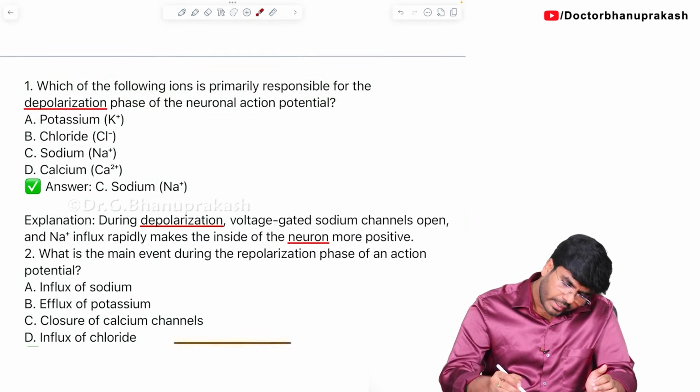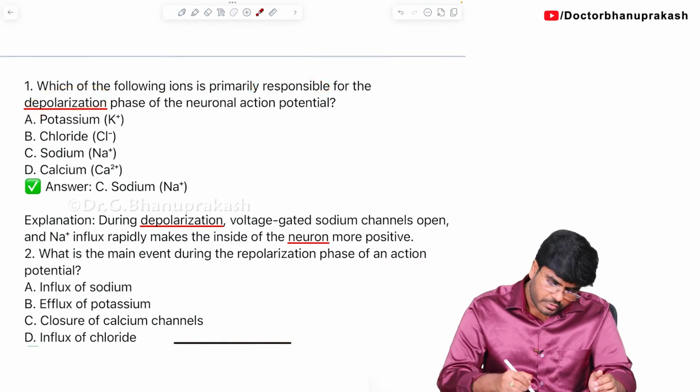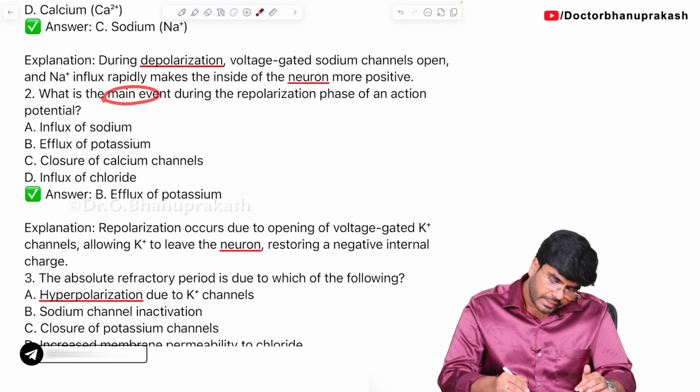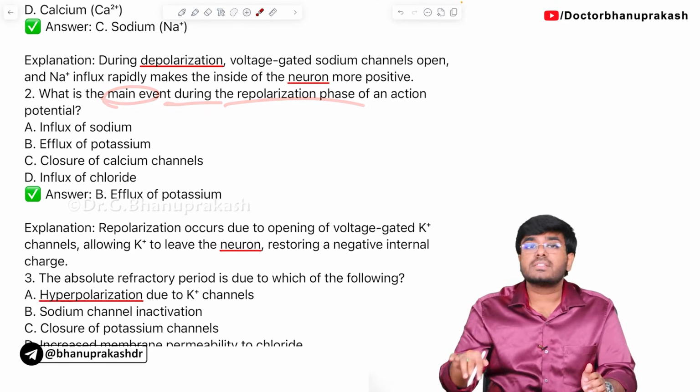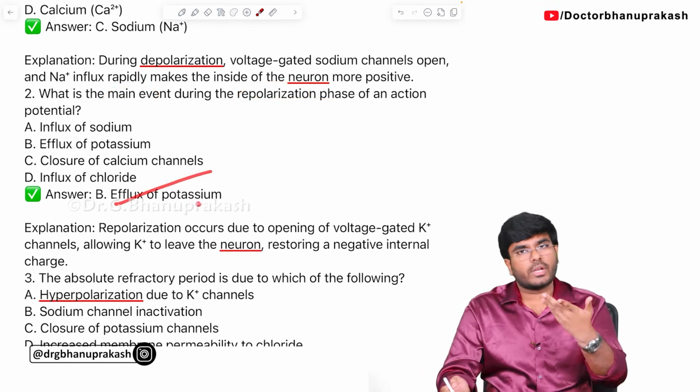Which of the following ions are primarily responsible for the depolarization? I have told you it's the sodium channels, voltage gated sodium channels. Sodium is responsible for the depolarization. What is the main event during the repolarization? The main event during the repolarization is efflux of potassium, going out.